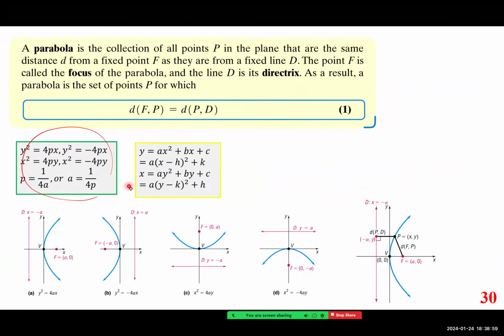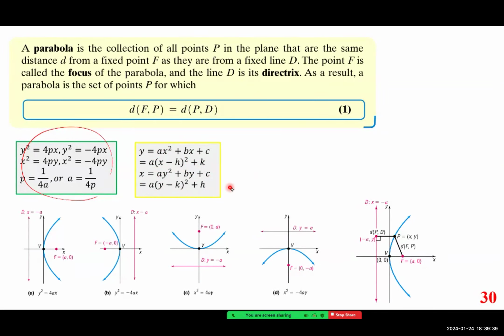What I want to remind you is what we did in intermediate algebra. This was one format, y equals ax squared plus bx plus c. Remember, when x is to the second power, this opens up or down depending on the value of a. If it's positive, it opens up. If it's negative, it opens down. And if we want to write it using the vertex, a times x minus h quantity squared plus k. Everybody remembers that. Now, if x is equal to ay squared plus by plus c, this opens sideways. If a is positive, to the right; if a is negative, to the left, and the formula is a times y minus k squared plus h. This is what we remember.